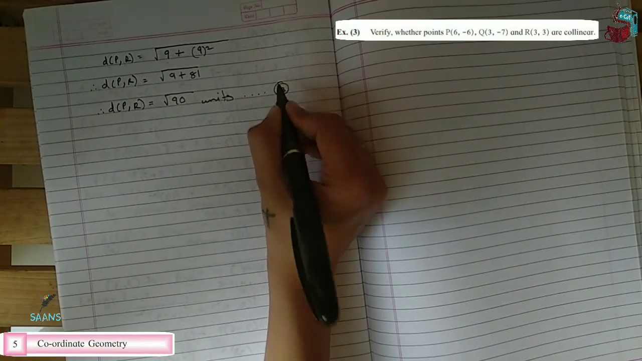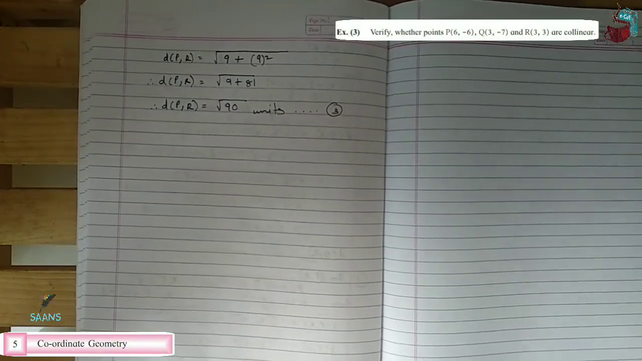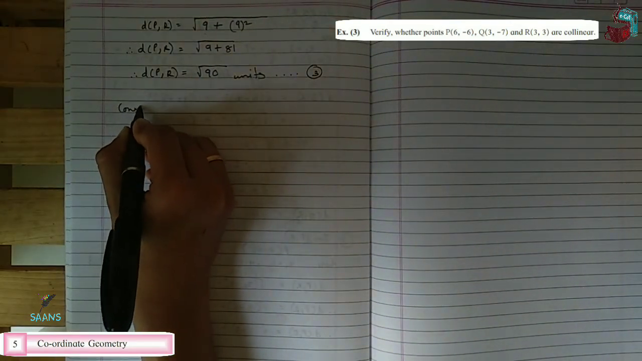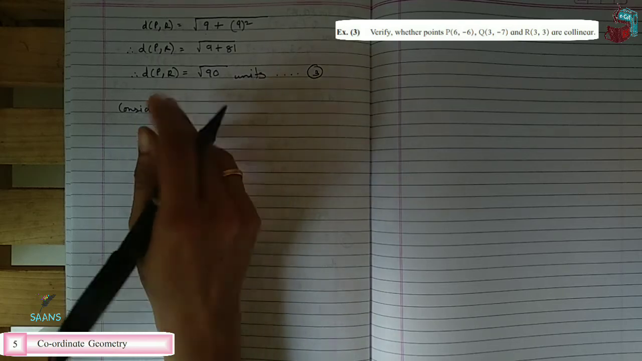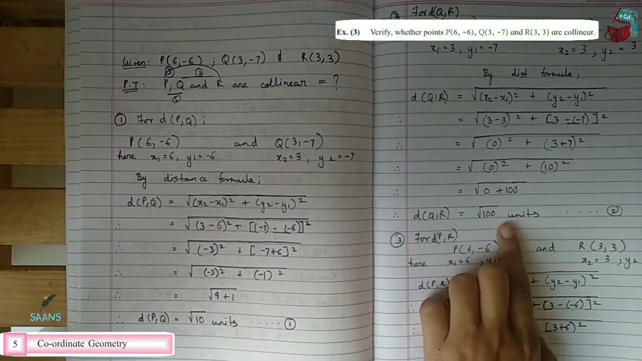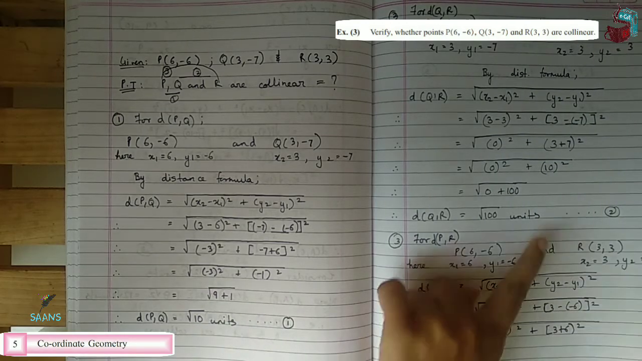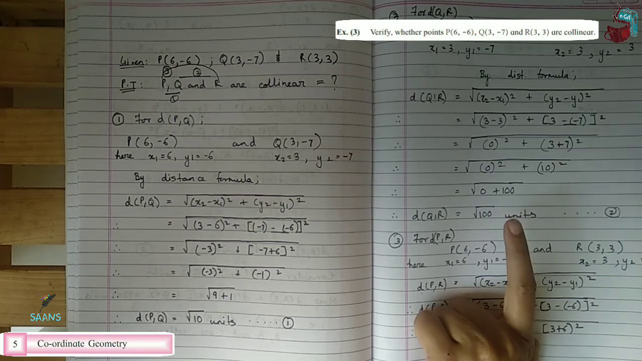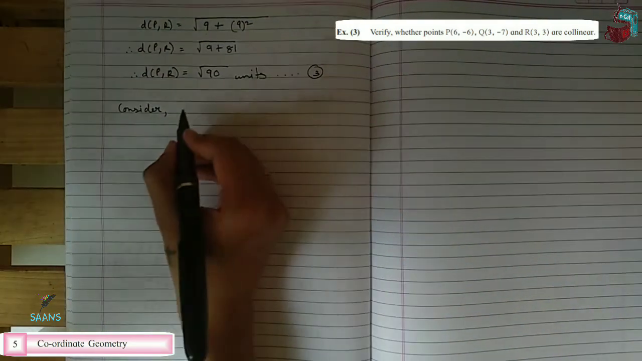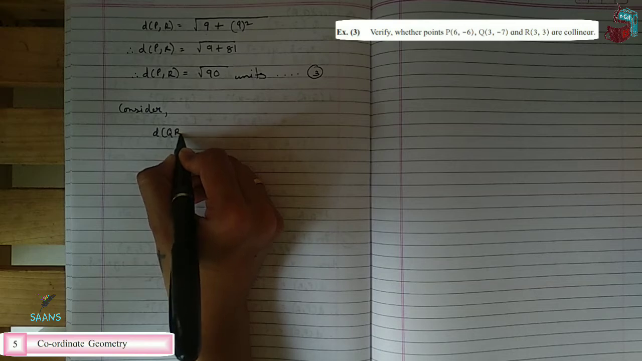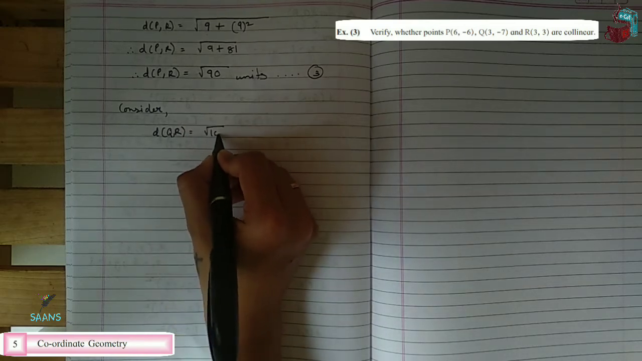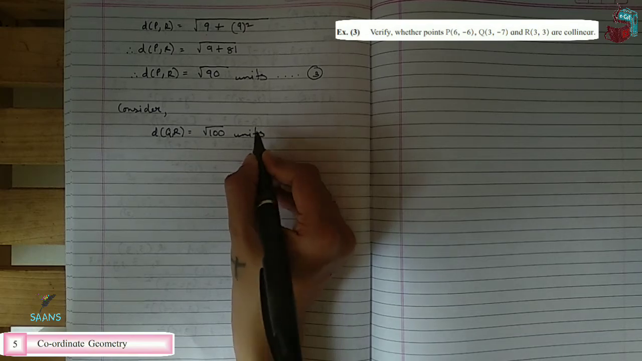Okay, now what will you do further? How will you add these surds? Okay, there is a way you can do it. Just look at it. Now you all will understand that distance PR is under root 90, distance QR is under root 100, distance PQ is under root 10. So this is the largest among all of them. So we keep it aside. So distance QR is equal to under root 100 units.